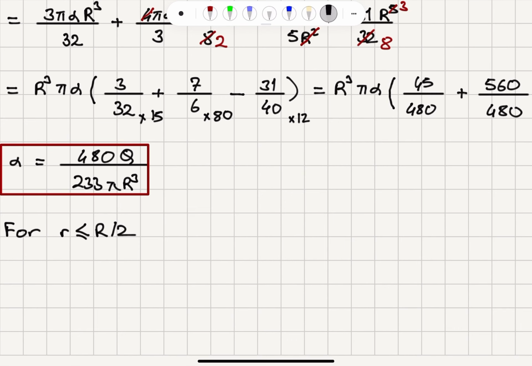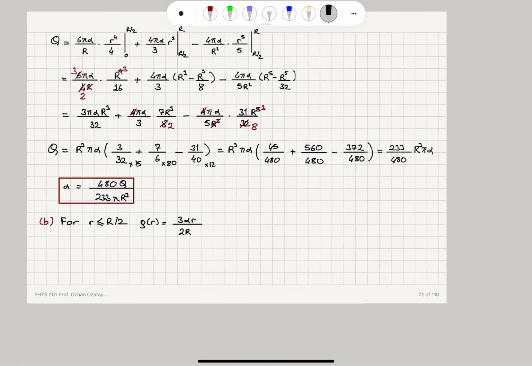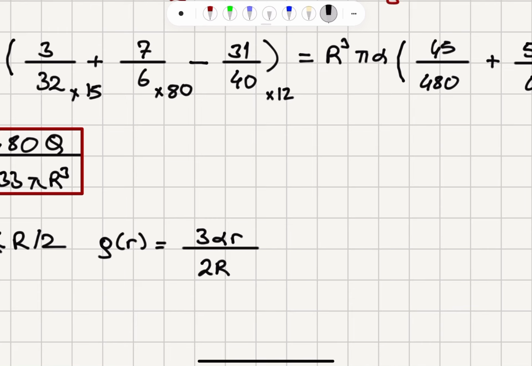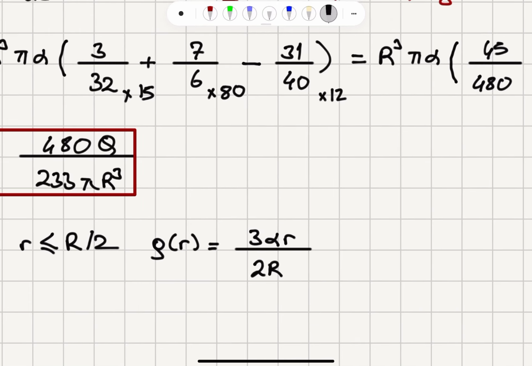All right. Our volume charge density in this region is given as 3 alpha r divided by 2 capital R. So let's check. It was 3 alpha r divided by 2 capital R. So that's the charge density we will use. Now we know what alpha is in terms of Q, so we will substitute that for alpha.